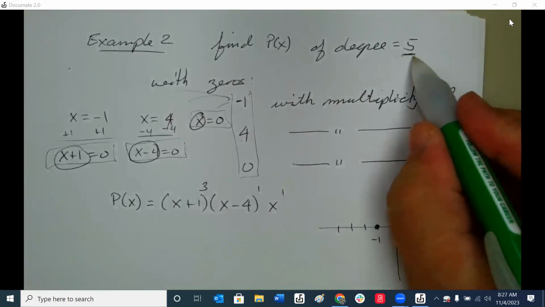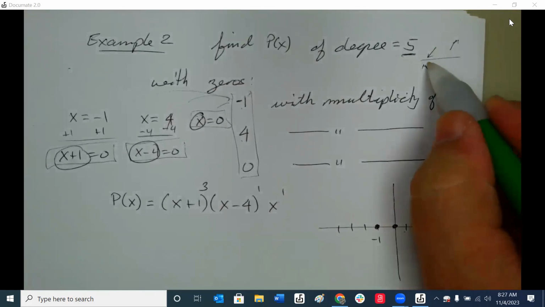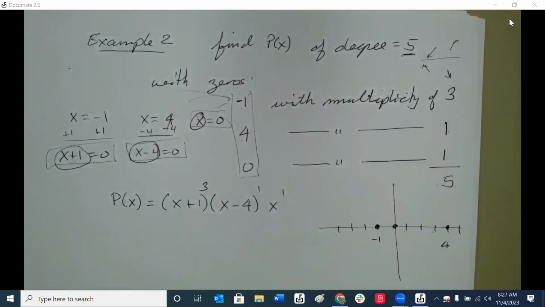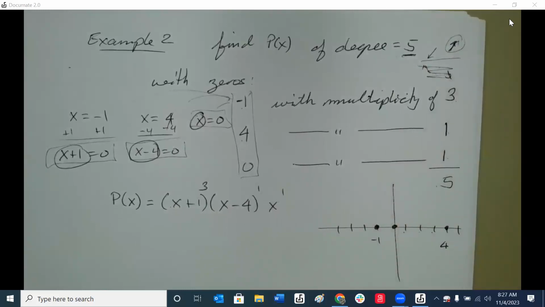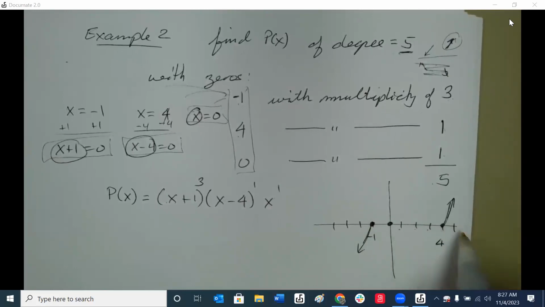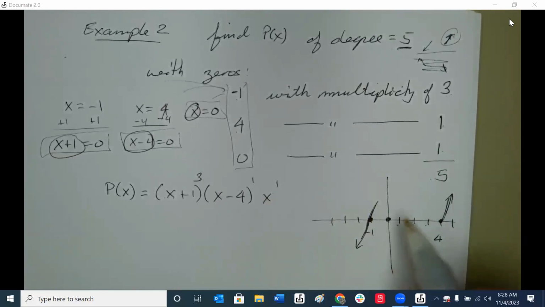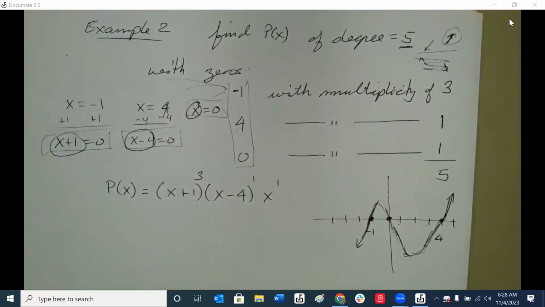From last section, if the degree is 5, we know that means the ends point in opposite directions. Either this one goes down, this one goes up, or this one goes up, this one goes down. Again, that's last section. Since all your coefficients are positive, the right side goes up. It's an increasing function. So we know that our graph will look something like this. At the endpoints, the right side goes up, the left side goes down. At -1, it's an odd exponent, so it crosses. At 0, multiplicity is 1, so it also crosses. At 4, the multiplicity is 1, so it crosses again. So there's our graph. Again, review section 2 for what all this stuff means.